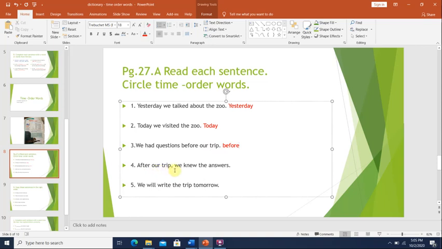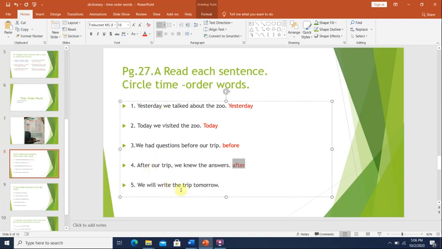After our trip, we knew the answers. What is the time order word? It would be after. So after they finished their trip, they knew all the answers to the questions that they had.